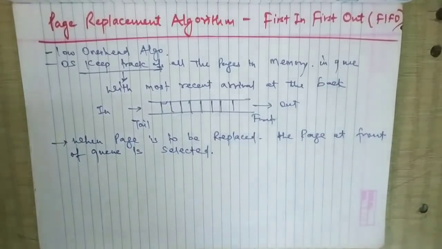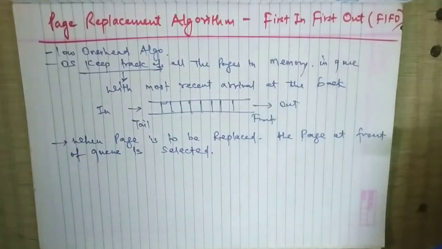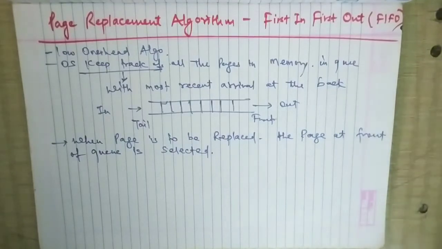The FIFO algorithm associates with each page the time when that page was brought into memory. When a page must be replaced, the oldest page is chosen. Or we can use a FIFO queue to hold all pages in memory and replace the page at the head of the queue. It is one and the same thing. So instead of telling the things again and again, let us see the example.